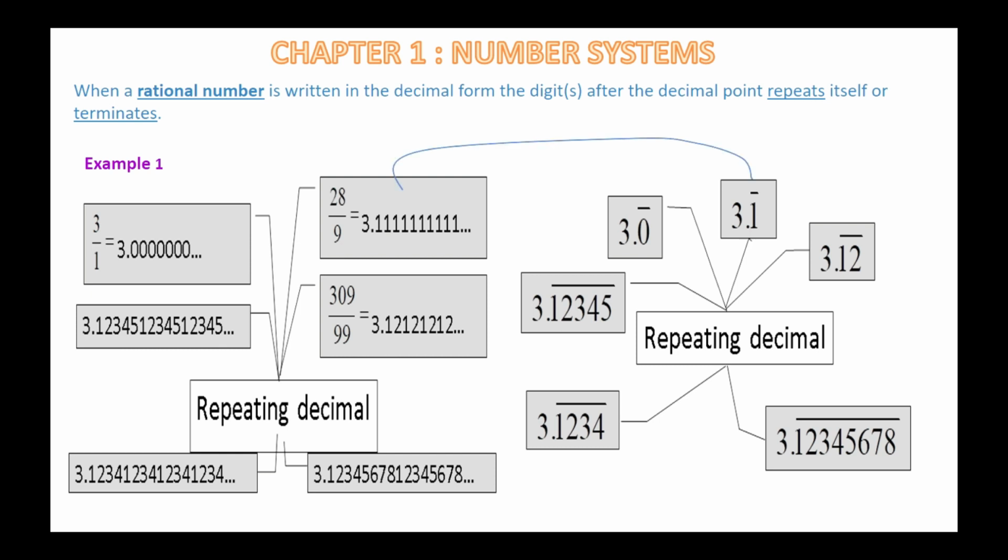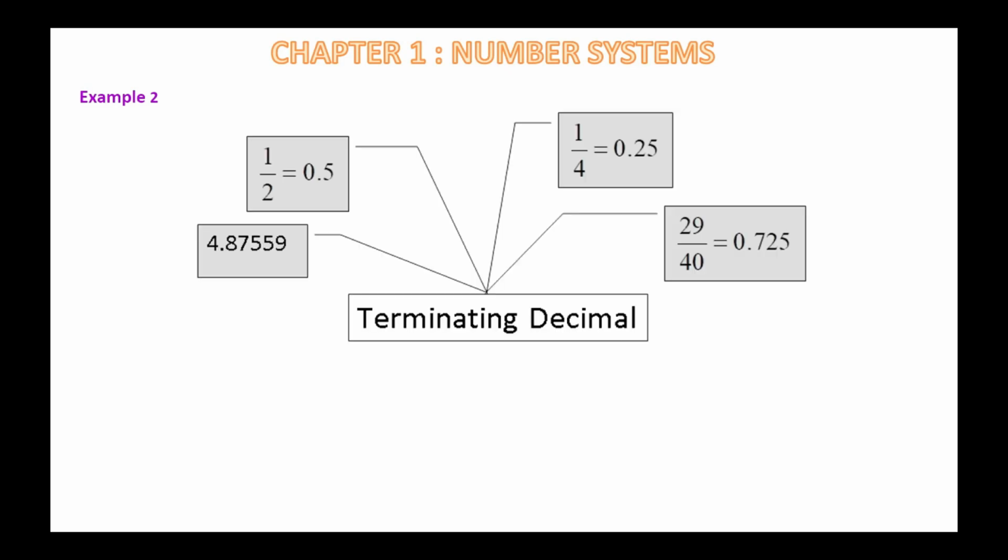Last example, 3.123456781234567 and so on. So we can write 3.1234567 bar. Example 2. From the diagram shown, given the example for terminating decimals, 1 over 2 is equal to 0.5. 1 over 4 is equal to 0.25.